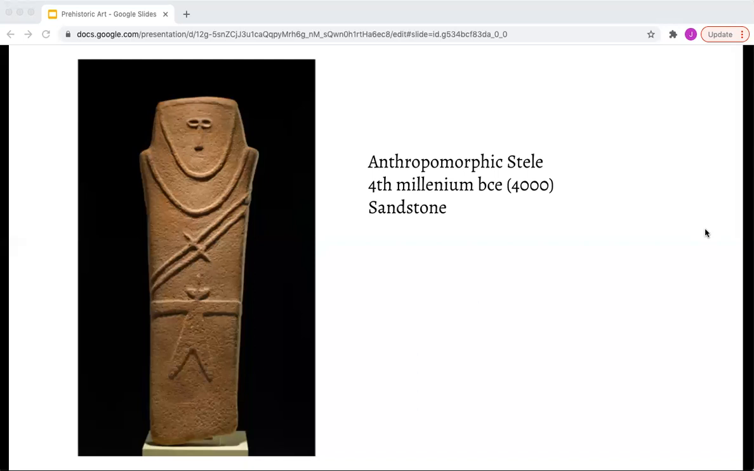And so what I would like you to just make sure you make a note of for innovation and change is how we're having evidence of a travel of ideas because of this emergence in trade and the similarity between our anthropomorphic stele to others found at the same time in different locations.